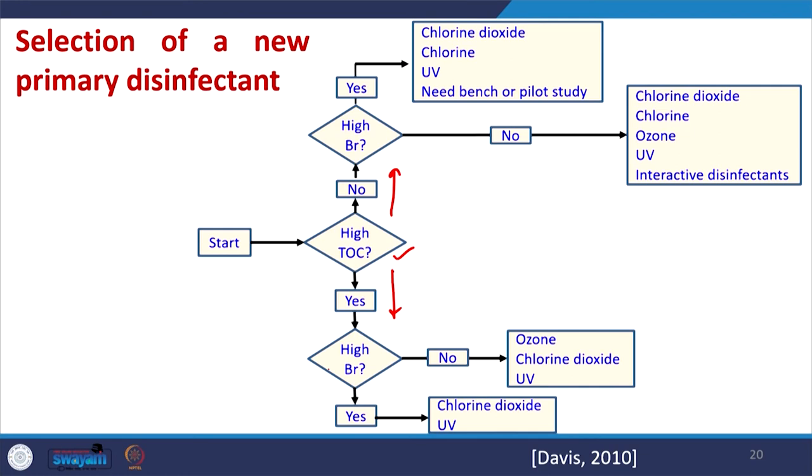After TOC, we check the bromide concentration. If it is high, we can go for chlorine dioxide and UV. If it is not, then we can go for ozone, chlorine dioxide or UV. We can adopt any of these. Except for ozone, the strategies are similar. If again no TOC is there, still if bromide concentration is high, we have to go for chlorine dioxide, chlorine, UV, or we may require some pilot scale studies before using any of these. And if no bromide is present, we can still adopt these techniques, but pilot scale studies etc.